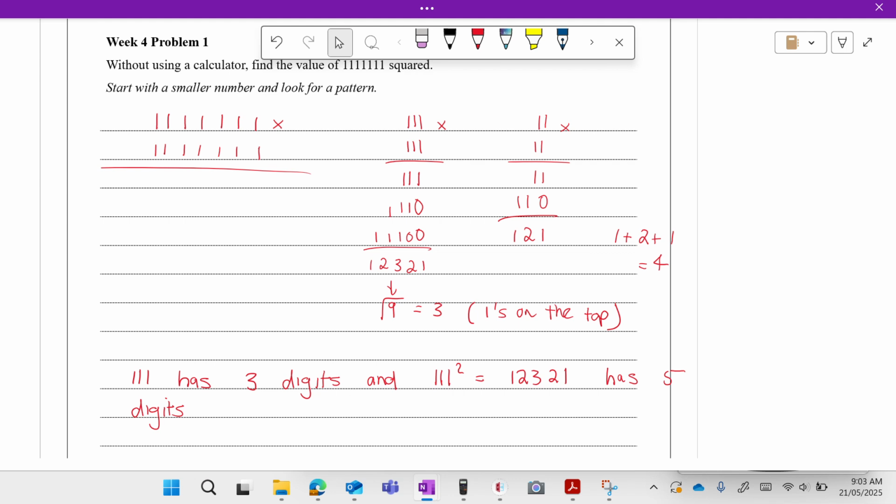That's okay. Can I just let you think about that? So 111 has 3 digits and 111 squared has 5 digits. Can anyone think of any ideas as to what I could do to solve this problem? What could I do to solve it? I just want to see if anyone else has an idea. Josh.